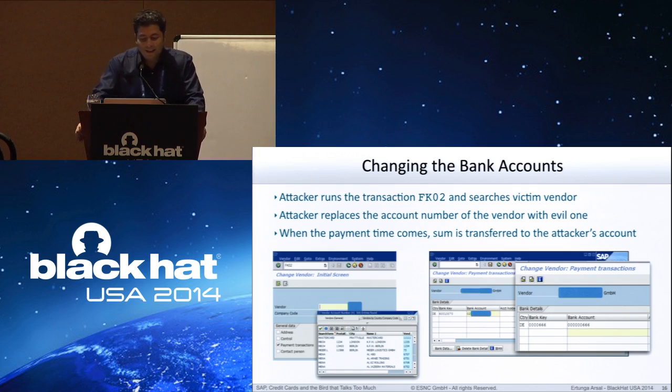Anyway, there is a four-eyes principle in this process. When you change this account, somebody else in the company should approve it. But since we are able to compromise the system, you can change the password of the other user as well. So change the bank account, change the manager's password, log in as the manager, approve the bank account change, and then it is possible to get this transfer done at the next payment run.